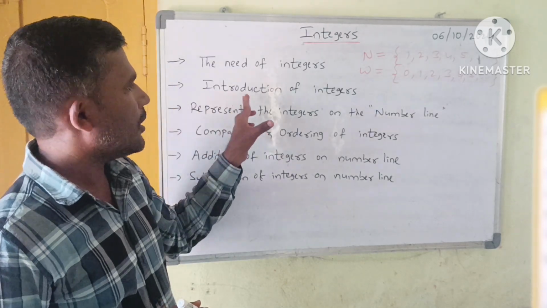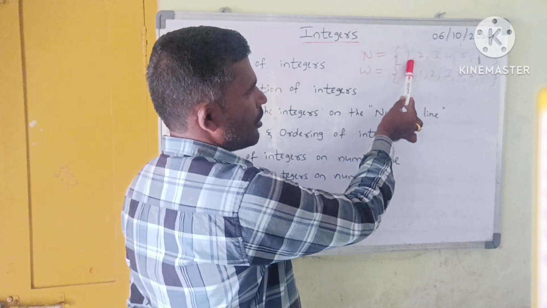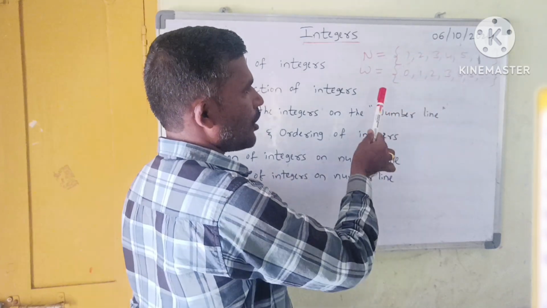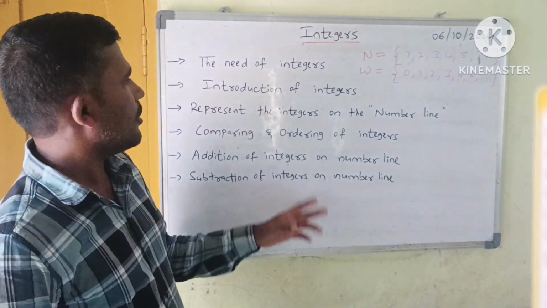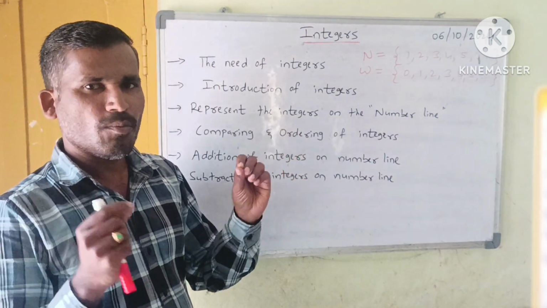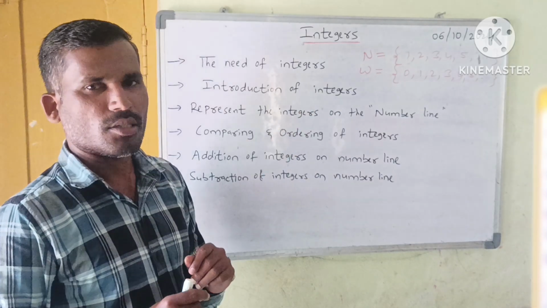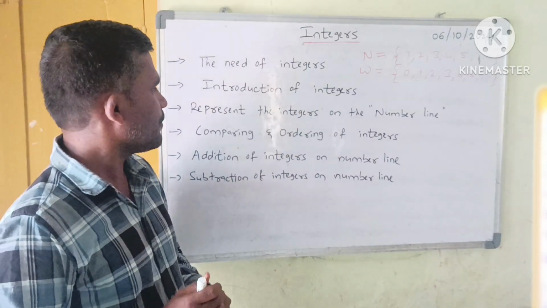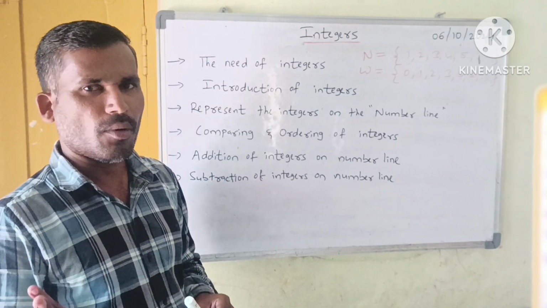And next, the introduction of integers. In the natural numbers we have 1, 2, 3 like that, in the whole numbers 0, 1, 2, 3 like that. Which numbers do we have to take in the integers? In this we have to learn to represent the integers on the number line.